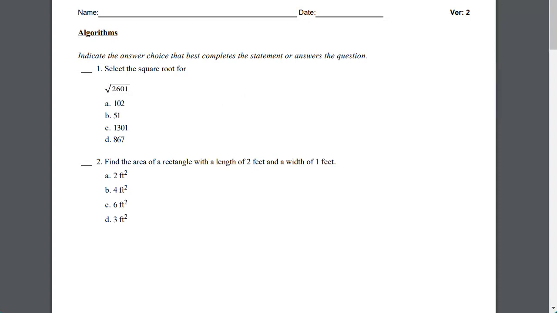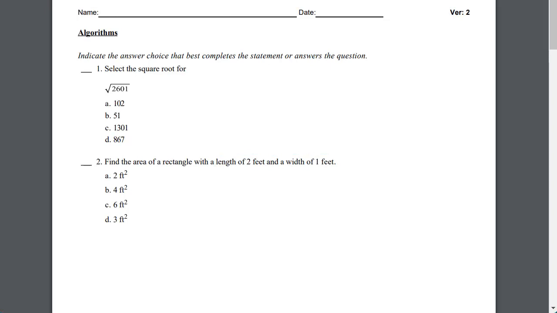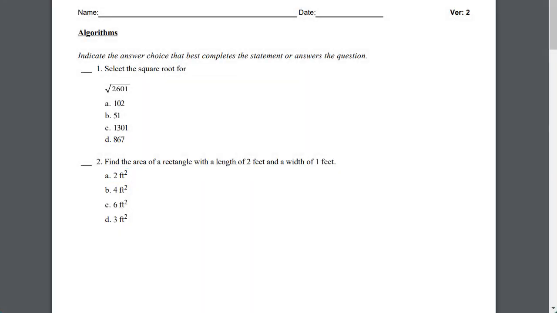In this version of the question, the length is 2 feet and the width is 1 foot. It has answers of 2 square feet, 4 square feet, 6 square feet, and 3 square feet. Based on the length and the width, the correct answer is A, 2 square feet. So you can see with all the version options selected, the same questions were in different locations in the two tests. The correct answers were different, and the values in the questions were different as well. You can see how these settings would greatly reduce cheating.